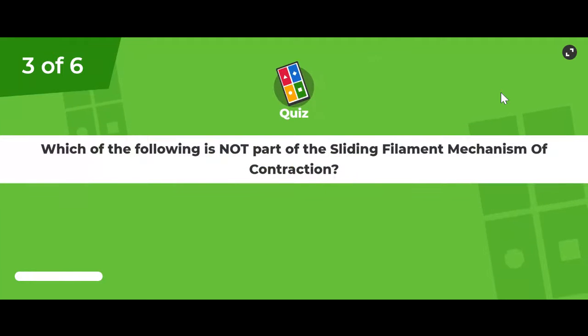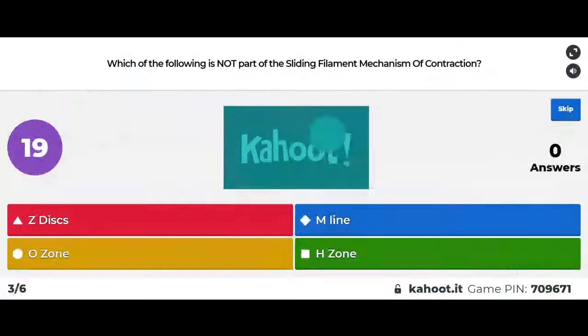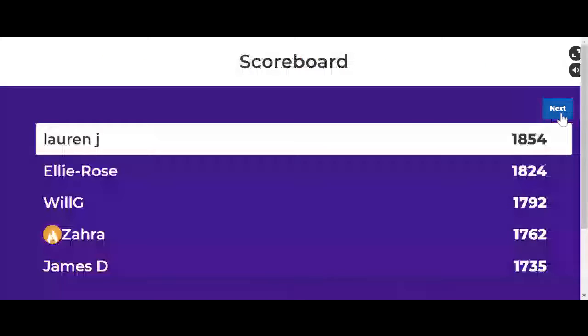Question 3. Which of the following is not part of the sliding filament mechanism of contraction? Okay, it is, of course, ozone. There is no ozone in muscles. Okay, Lauren is still on top with Ellie and Will hot on her heels. James is still in 4th, but Zara moves up to the leaderboard.